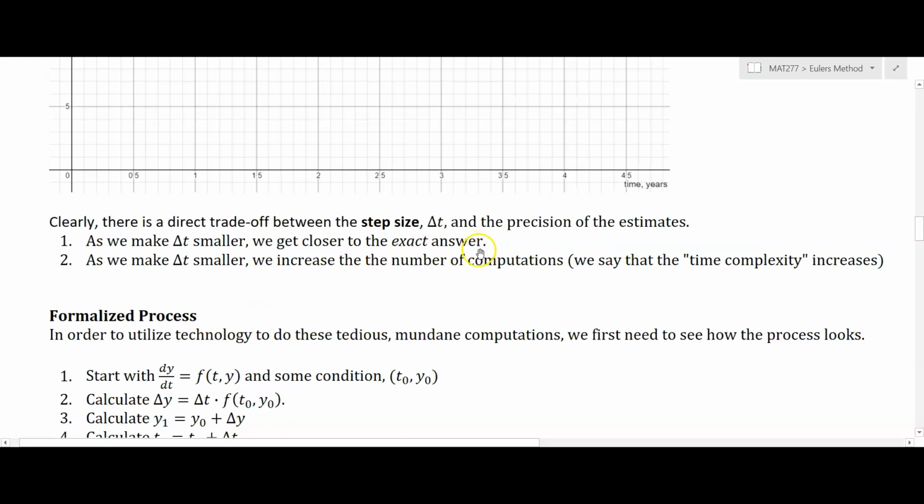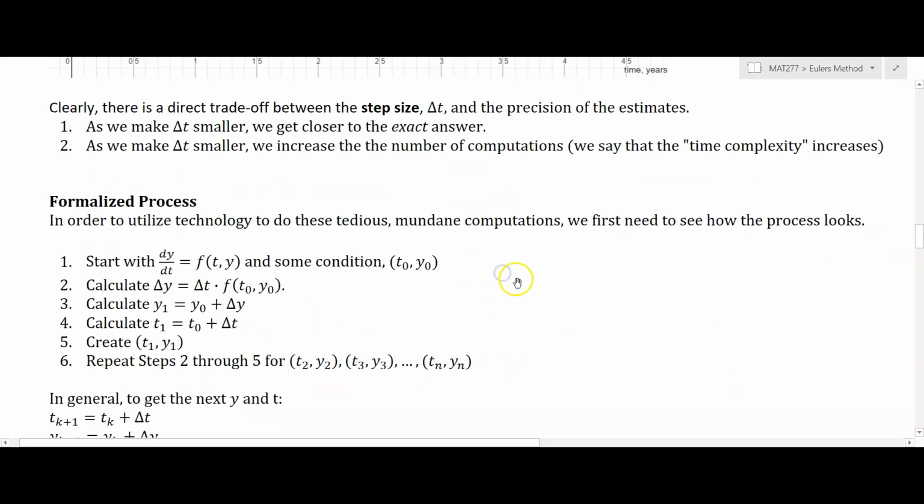But that being said, if you make this time step really, really small, like 0.000000001 or 1 times 10 to the negative 20th, it's going to put a strain on any computer. So before we actually allow technology to take over for us, let's think about what this process looks like. If we were computer programmers, we would know what we need.